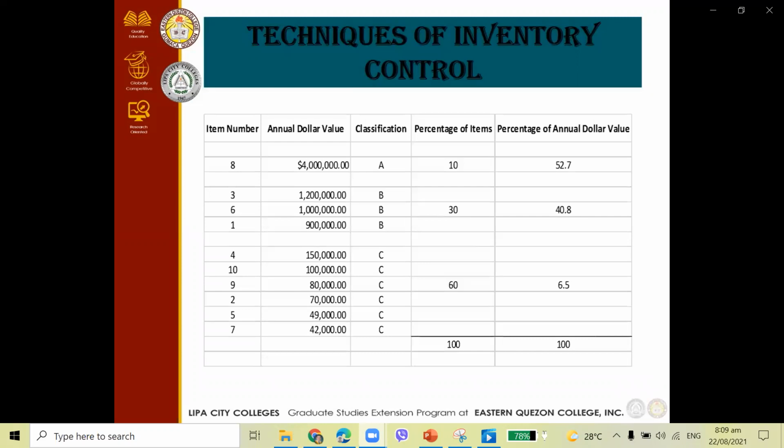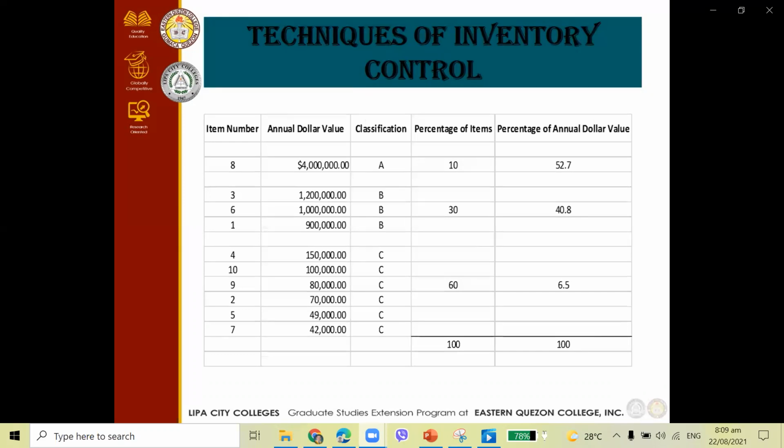So, sa second table po natin, makikita naman po natin dito that we have rearranged already yung po ating mga items in descending order. Upon classification po, makikita po natin yung item number 8 na may pinakamataas pong annual dollar value was classified as item A, which is being of high value.